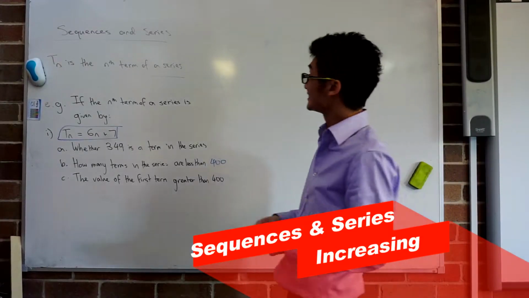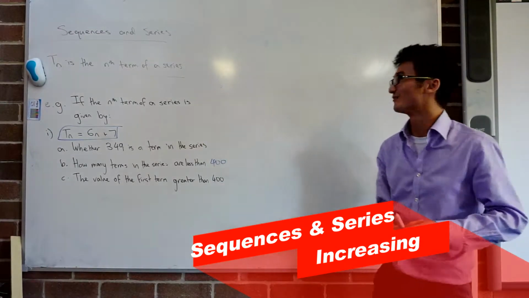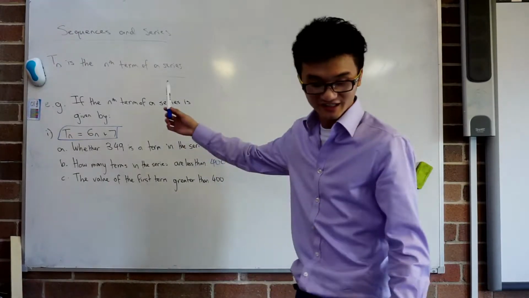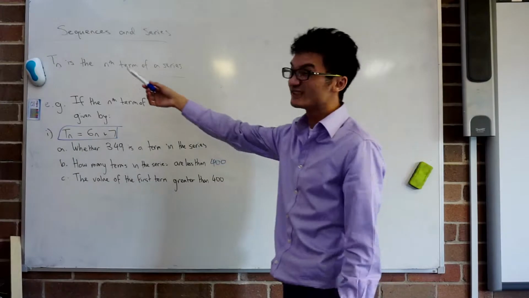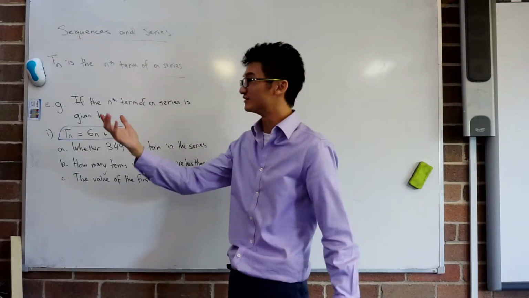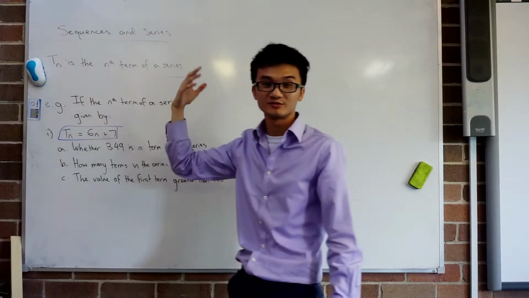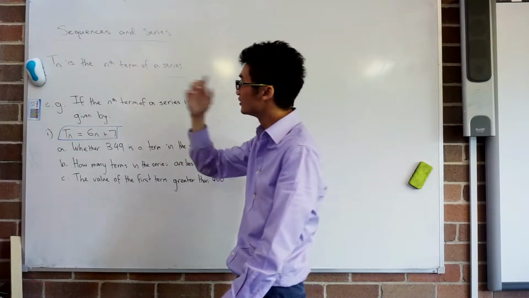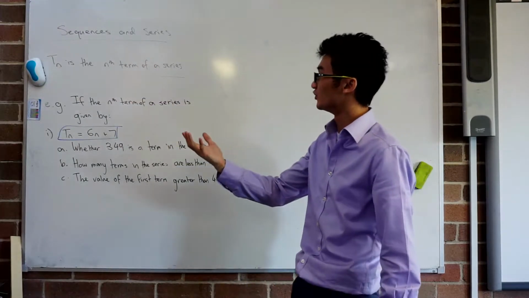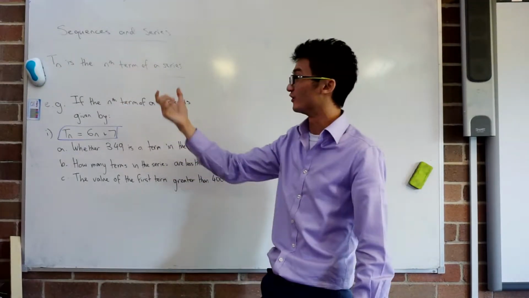Okay, let's have a quick look at the sequence and series type questions here. So hopefully we're pretty familiar with the notation that t subscript n, or t sub n as I like to call it, is the nth term of a series. Essentially what that means is t sub n will be some sort of equation or formula, and you can substitute in the term in the series that you're looking for, and you should get the value of that term.